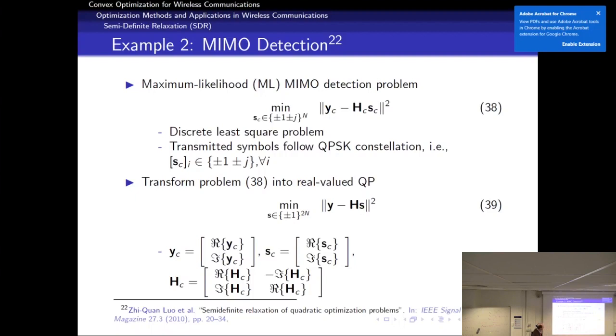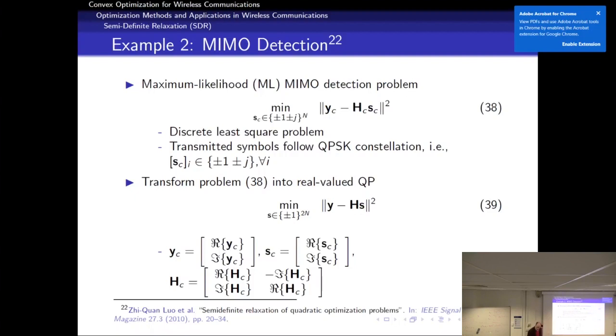This is actually the classical formulation. Sorry, it's not H_C here. It should be Y, should be S, and should be H. So this quantity is the same as this. And now my S entries are only real quantities, plus or minus 1, not plus or minus j. So this formulation is actually the same as this. You convert a complex quadratic objective function into a real-valued one.